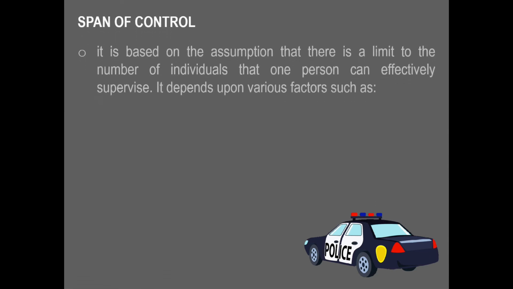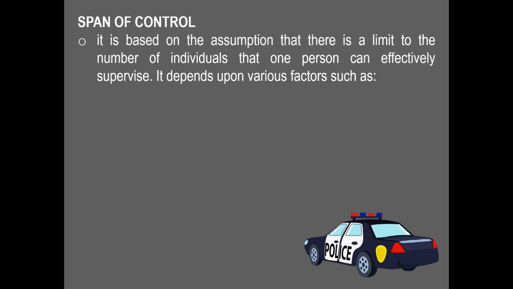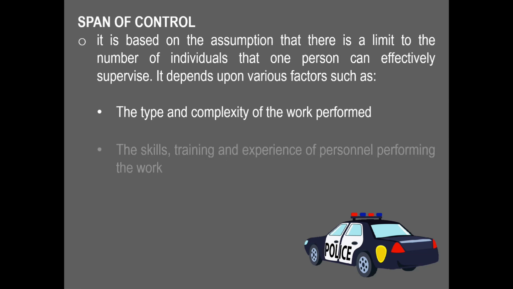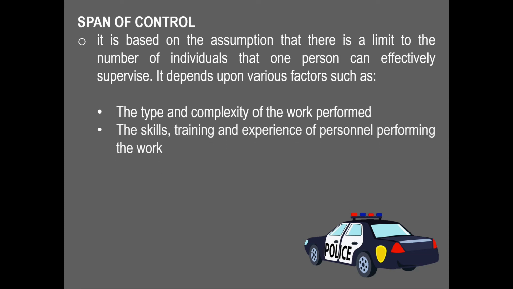Next is span of control. It is based on the assumption that there is a limit to the number of individuals that one person can effectively supervise. So, ibig sabihin sa span of control, meron lang tayong maximum subordinates that we can efficiently supervise based on the following factors. First is the type and complexity of the work performed. Gaano ba kakomplikado yung trabaho? Next is the skills, training, and experience of the personnel performing the work. So, yung skills, training, and experience ng mga subordinates or the people that you are going to supervise.